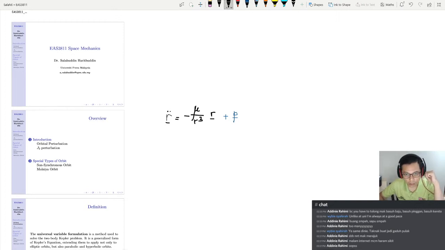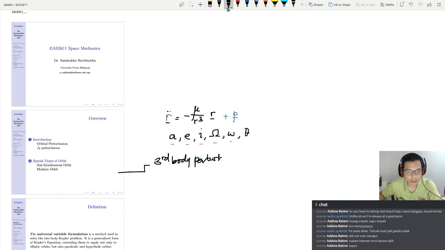You know that we have the 6 orbital elements: A, E, I, big omega, the node, the argument of perigee, small omega, and theta. The perturbation is going to change our orbital elements. I showed you last time that we have 4 types of orbital perturbation. One is the third body perturbation. The perturbing force is small. This one comes from our third body, which is not Earth and not our satellite, such as the Moon or Sun. It's very small, but it changes the orbit a little bit too.